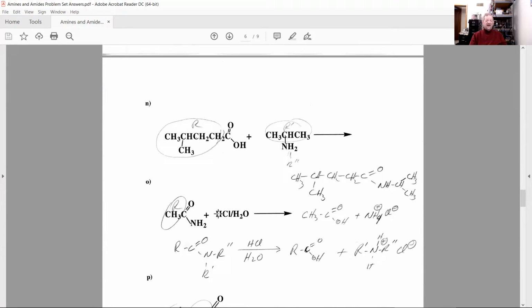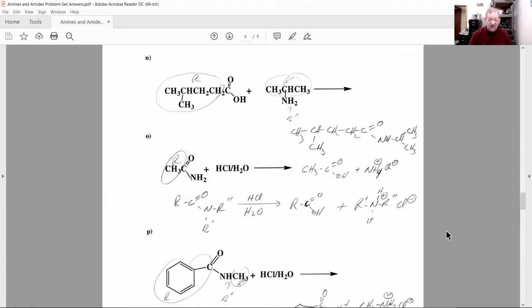Now, let's look at N. What's important about N? In the amide, the carbon that has the bond to the nitrogen, the amine, will be the same carbon that has the carbon to nitrogen bond in the amide. So notice how you have an isopropyl group here for your amine. The group on the nitrogen in the amide is an isopropyl group. All right, let's continue on.